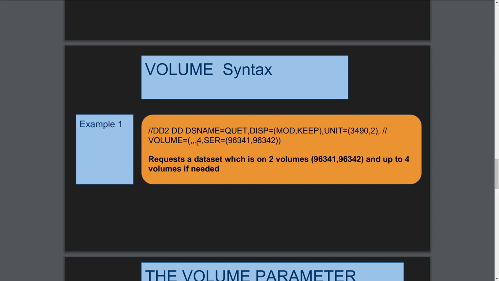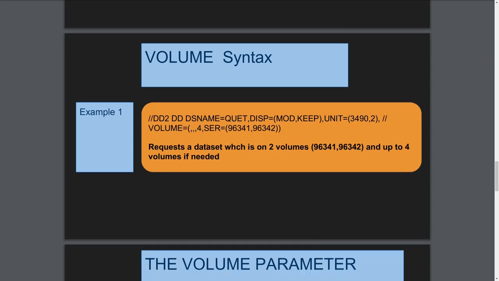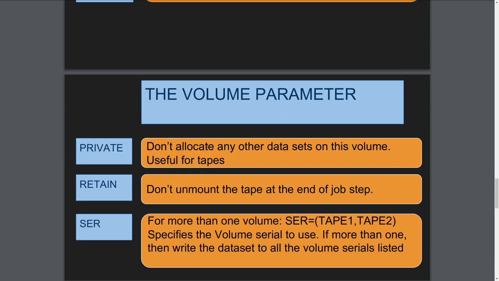So in case these two are enough, then the operator is only going to be asked to mount these ones. If up to two more are required, so two additional, then the operator is going to be required to mount two more scratch volumes.